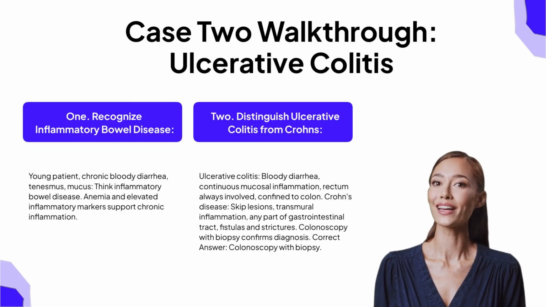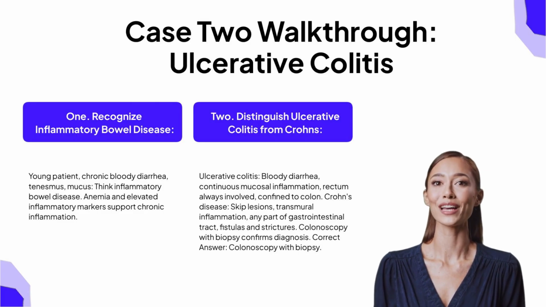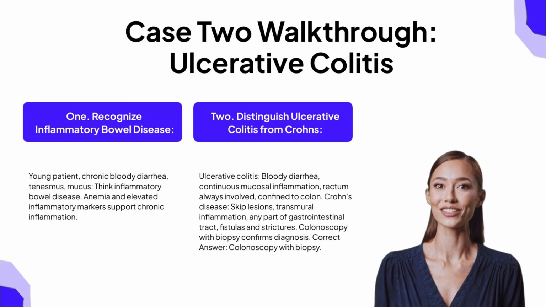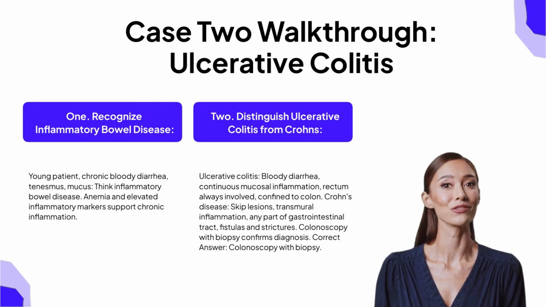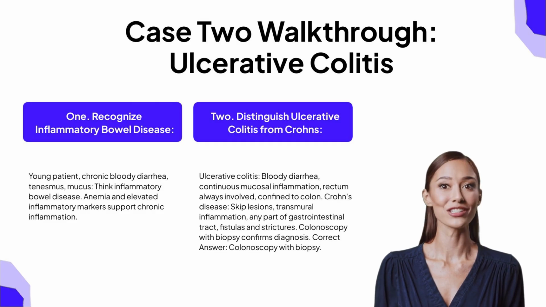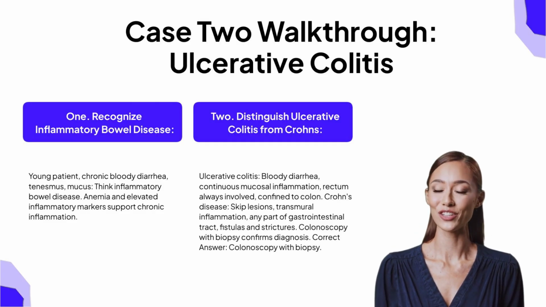Here is how to think through this. Step 1. Recognize inflammatory bowel disease. Young patient, chronic bloody diarrhea, tenesmus, anemia from chronic blood loss, elevated inflammatory markers. This is textbook presentation. Step 2. Distinguish ulcerative colitis from Crohn's. The bloody diarrhea with tenesmus and mucus is more classic for ulcerative colitis. Crohn's tends to present with abdominal pain, sometimes obstruction, and classically has skip lesions.